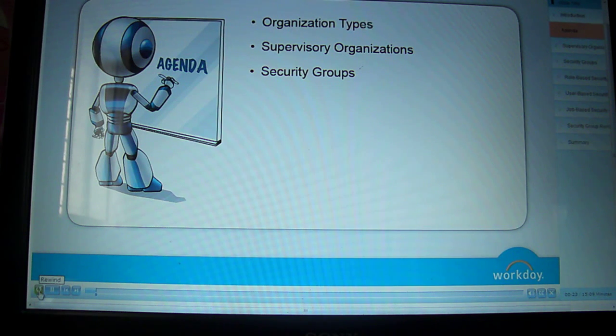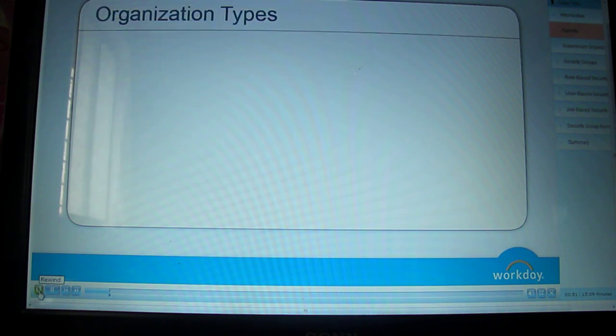In this module, we will examine the different types of organizations, the importance of organizations, and how they relate to each other. Then, we'll examine roles and security groups, including how they are assigned and how they control data security. This is an interactive module. You will occasionally be asked to answer questions or perform actions. Upon completion of this module, you should be able to understand organizations and security.